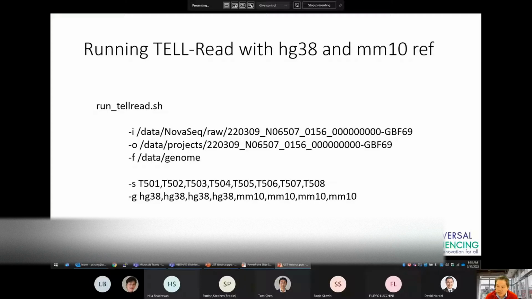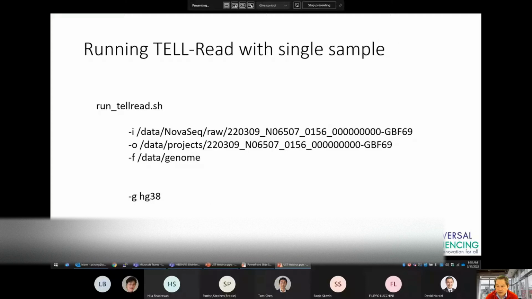You may also choose to analyze different references for different samples in the same run. For example, here you have 4 samples from humans and 4 samples from mouse. If your run has only 1 sample, however, you may disregard the -S option, although you do need to specify a particular reference to use.